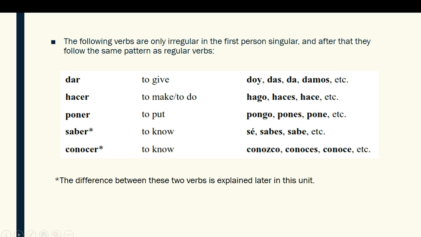The following verbs are only irregular in the first person singular, and after that they follow the same pattern as regular verbs. It says here that these verbs only become irregular in the first person singular, but in the other forms, they follow the regular verbs, like the verb dar, which means to give: doy, das, da, damos, etc.